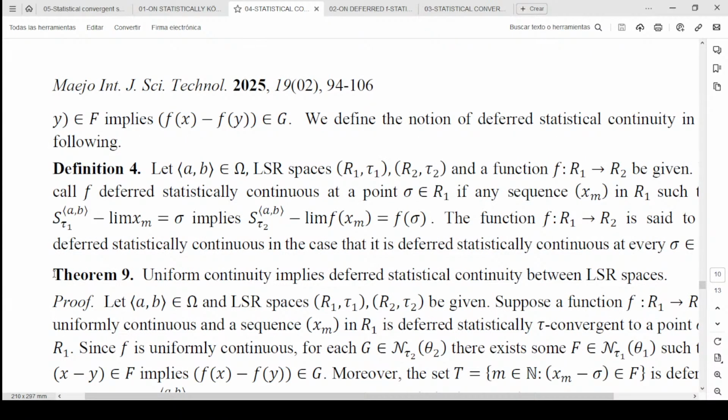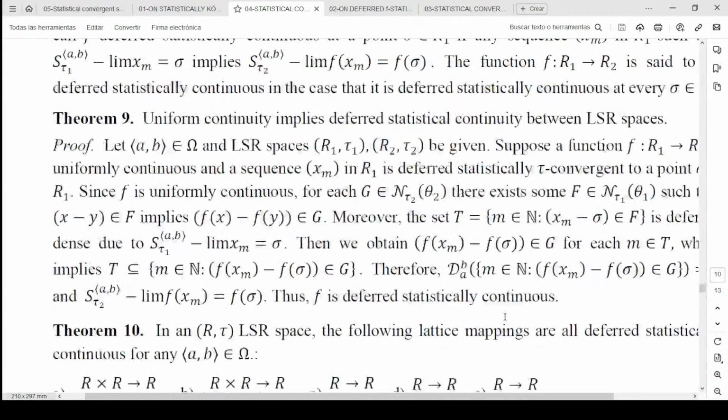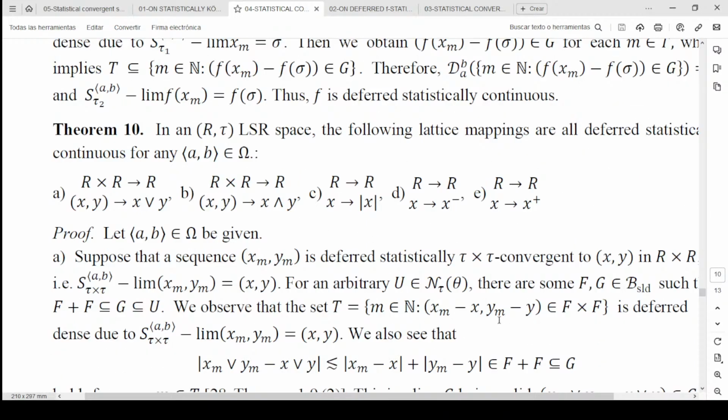In theorem 9, we prove that uniform continuity implies deferred statistical continuity between locally solid Riesz spaces. And in this theorem, we show that lattice mappings are all deferred statistically continuous for any pair from omega, which is the set of all deferred statistical pairs holding the initial conditions that we talked about before.